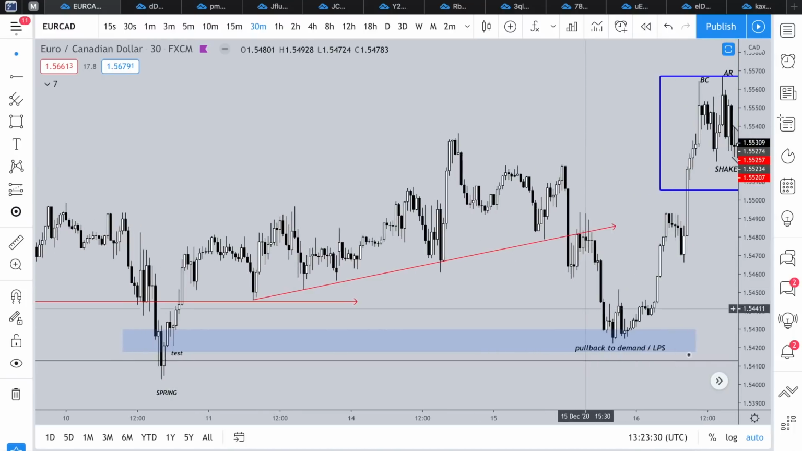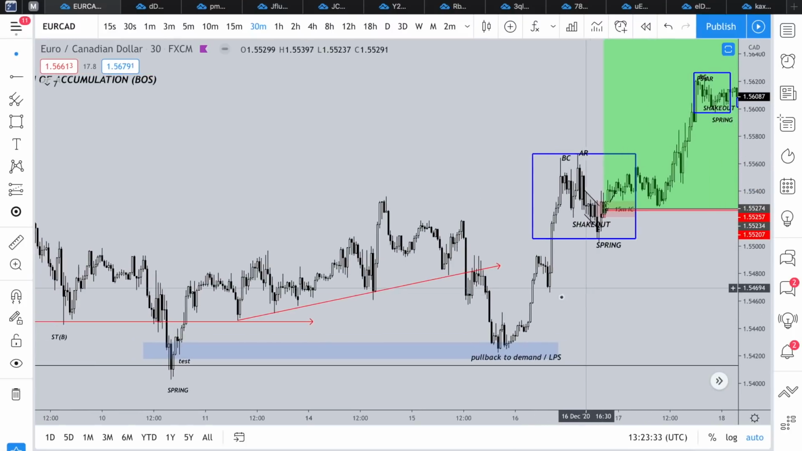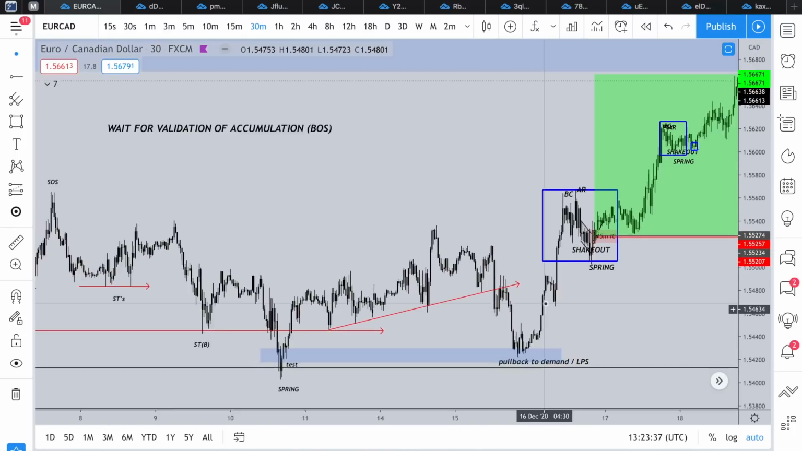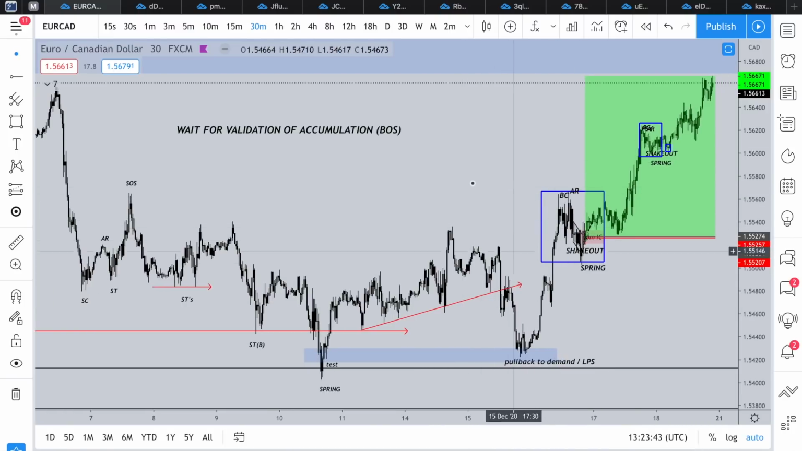accumulation. Let's say at this stage, if you're still not sure, if you're still not confident about the accumulation, you can wait. And once we start to see this strong rally away, and especially lower time frame reaccumulations, which I will speak about a little bit later, that should have given you the confirmation that you would want.